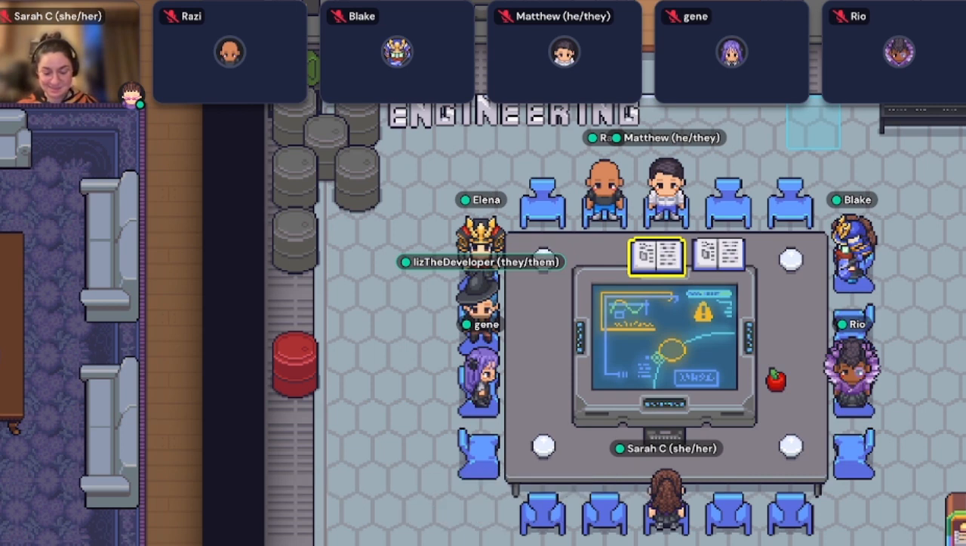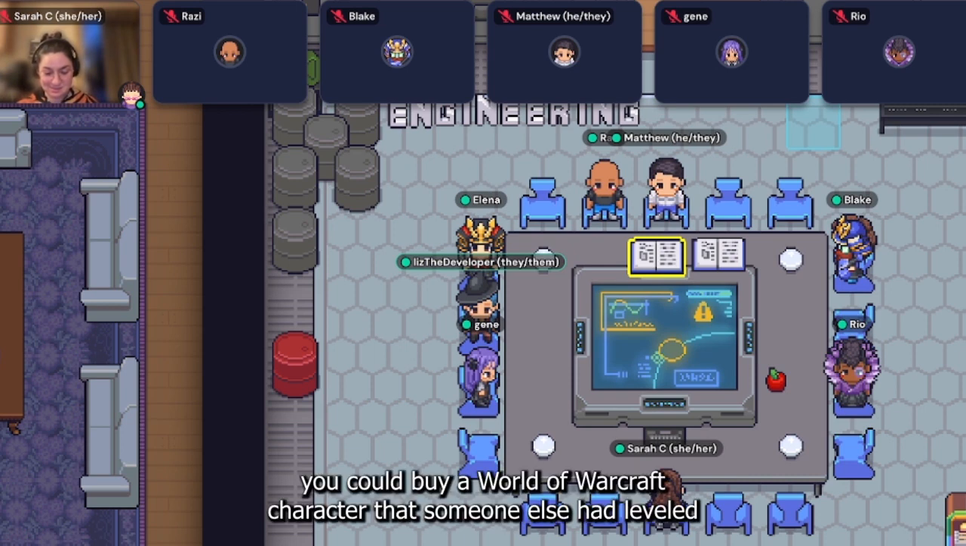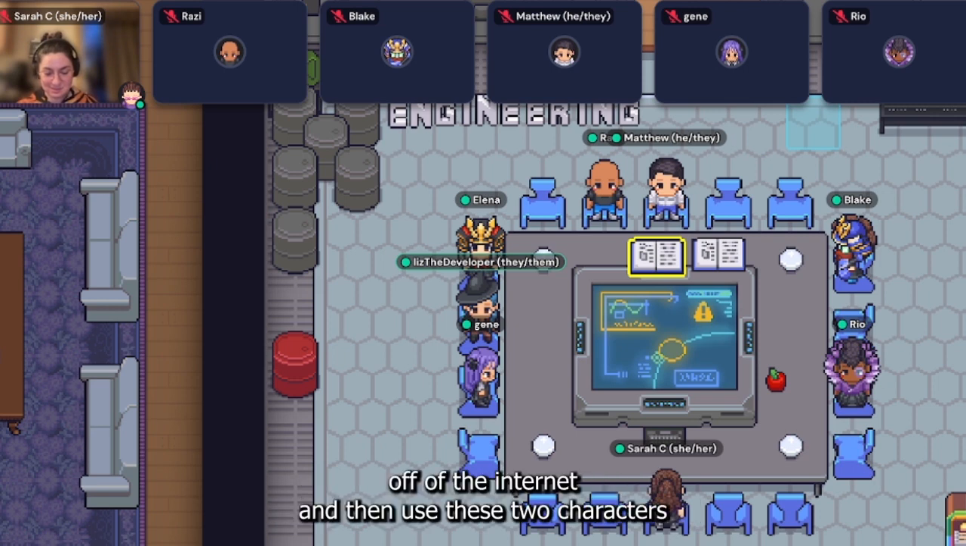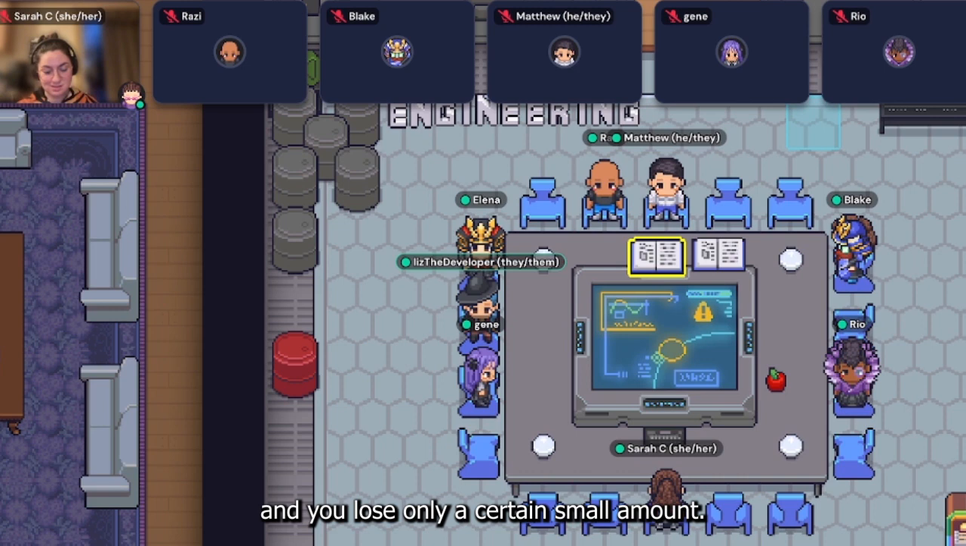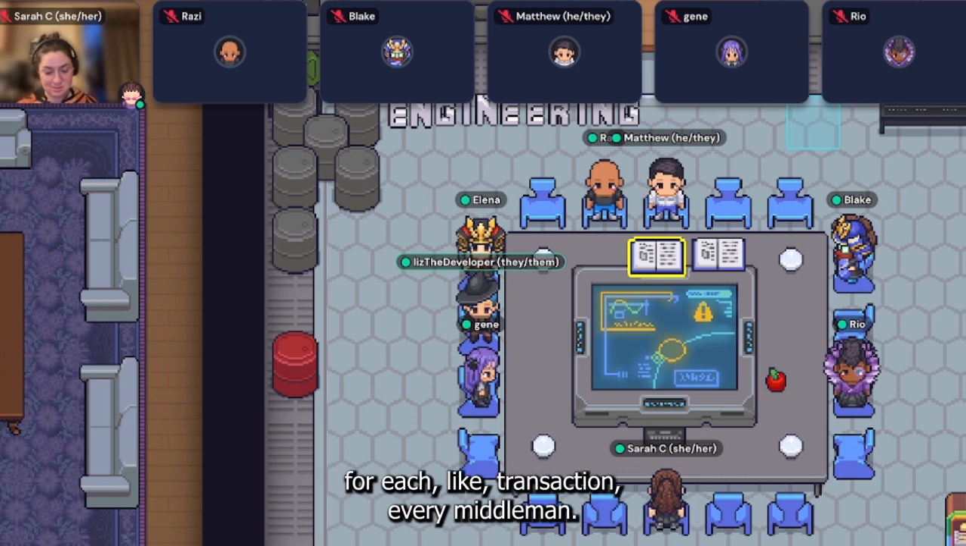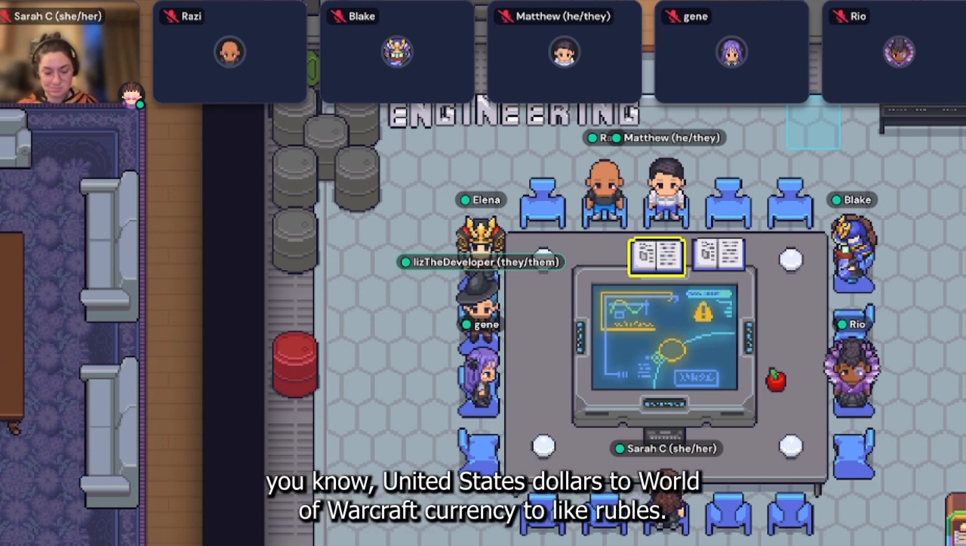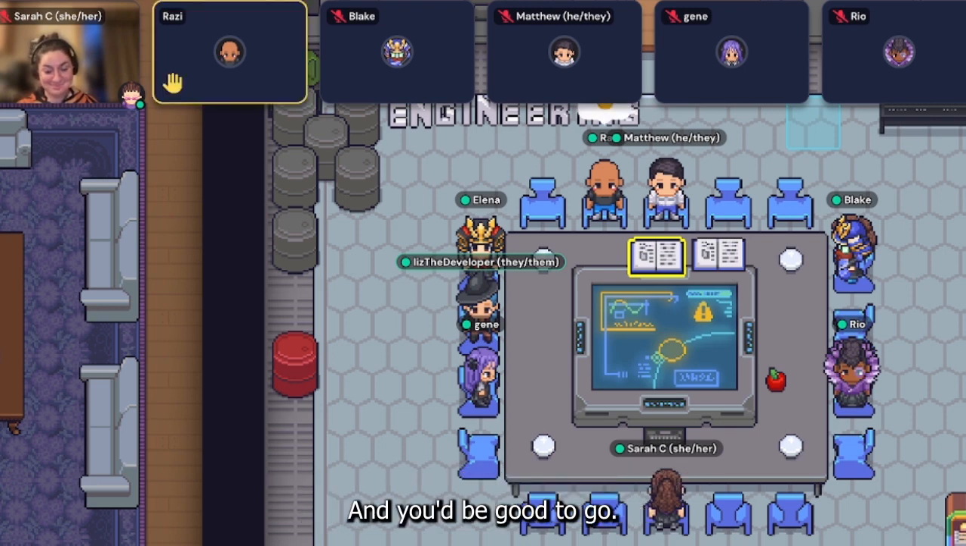You could buy a World of Warcraft character that someone else had leveled off the internet and then use these two characters to make the exchange. And boom, there's no record of your exchange, and you lose only a small amount for each transactionary middleman, right? And then you could convert it into any other currency too. So you'd go from United States dollars to World of Warcraft currency to rubles, and you'd be good to go.